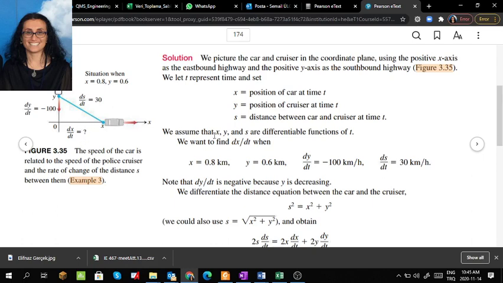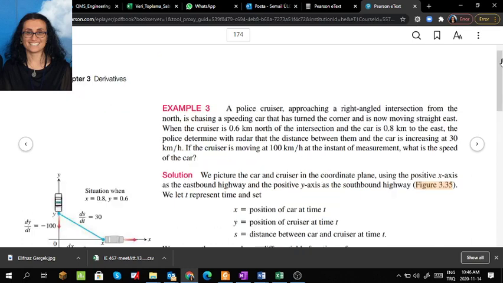So when x is equal to 0.8 kilometers, y is equal to 0.6 kilometers, dy/dt is negative 100 kilometer per hour, and ds/dt is 30 kilometer per hour. Now you can ask why we wrote dy/dt as negative 100 kilometer per hour. Because in the question, let's go up here, it says the cruiser is moving at 100 km per hour at the instant of measurement.